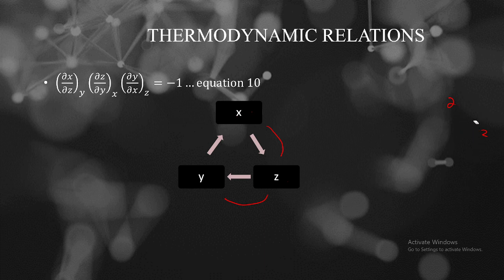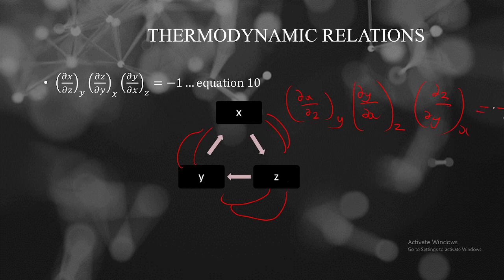Or you could do it this way also. I think this one is better. So I'll start with x. From x, I'm going to z, so del x del z. And then from z, I'm going to y at constant y. So I ended at y, and I can start from y now. So del y, from y, I go to x, del x, and from x, I go back to z at constant z. So now I ended at z, and I can start from z. So del z, from z, I go to y, del y, and then from y, I go back to x at constant x, is equal to my negative 1.